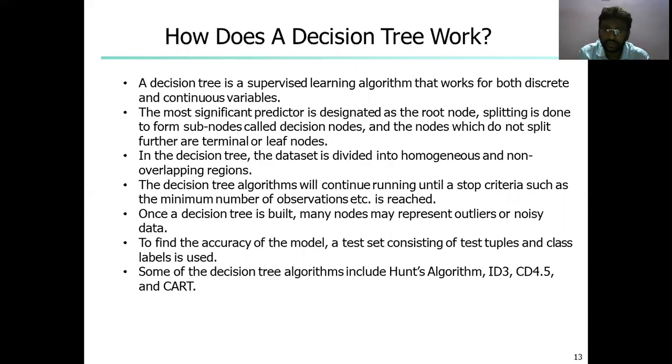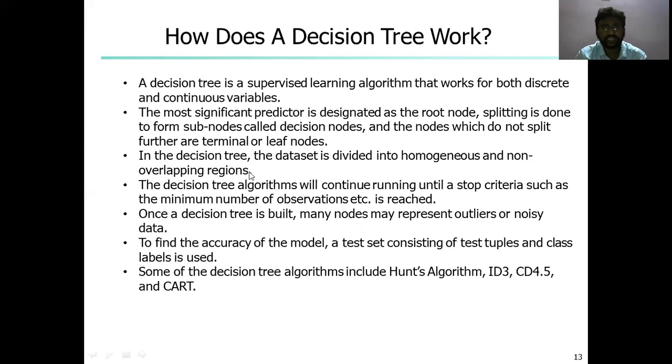How does the decision tree identify the attributes, and how is the splitting done? That is decided by this algorithm. A decision tree is a supervised algorithm that works for both discrete and continuous variables. The most significant predictor is designated at the root node. Splitting is done to form subnodes called decision nodes, and the nodes which do not split further are called terminal or leaf nodes.